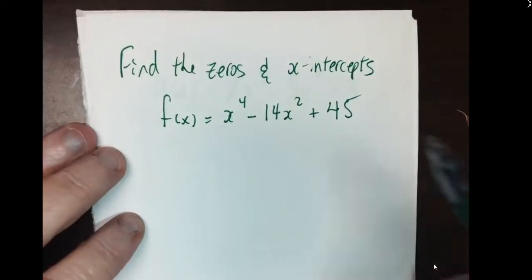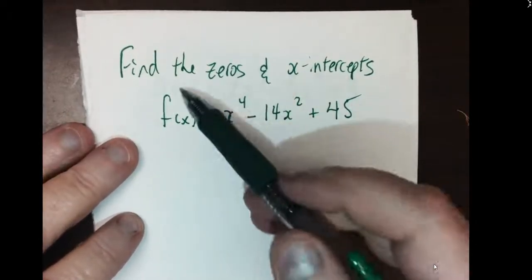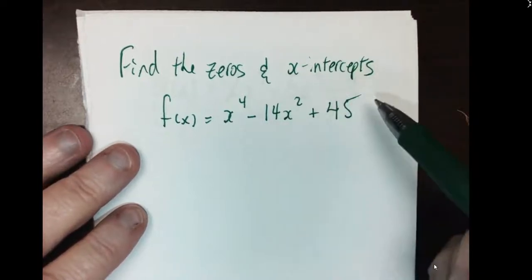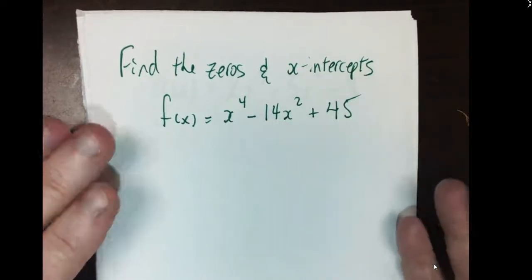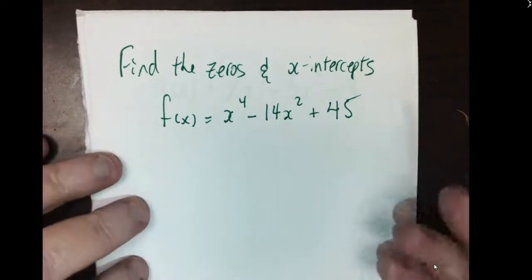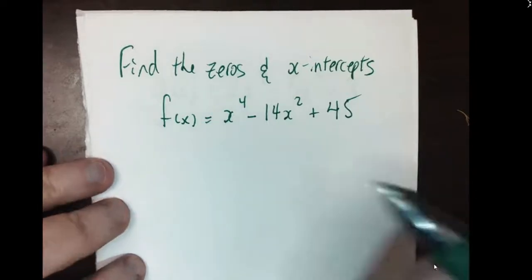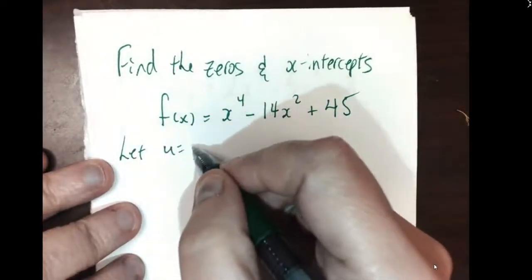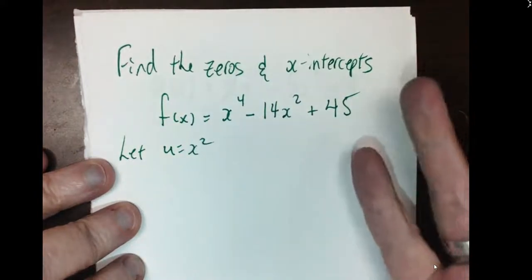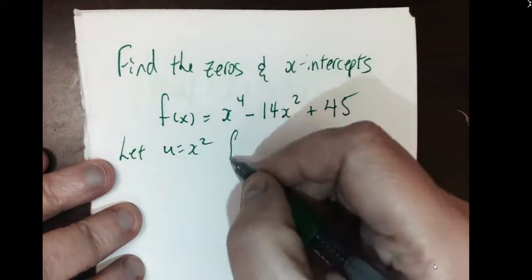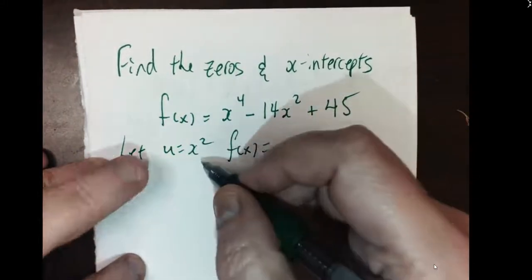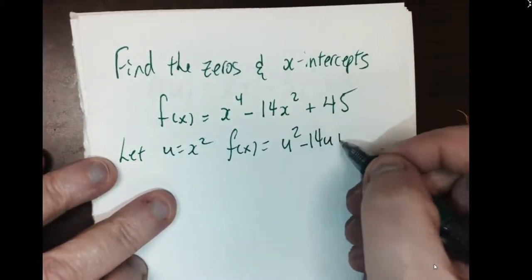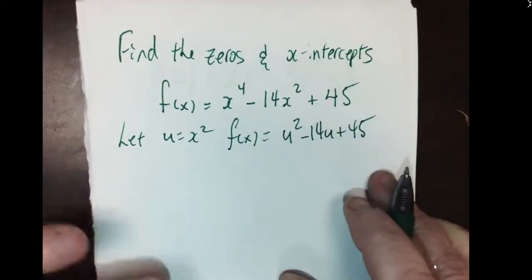So there's a trick for finding the zeros and the x-intercepts of a degree 4 polynomial, a quartic, if you can treat it like a quadratic. When I say treat it like a quadratic, the trick is to let u be x squared. And if I do that, then I can rewrite f as u squared minus 14u plus 45.